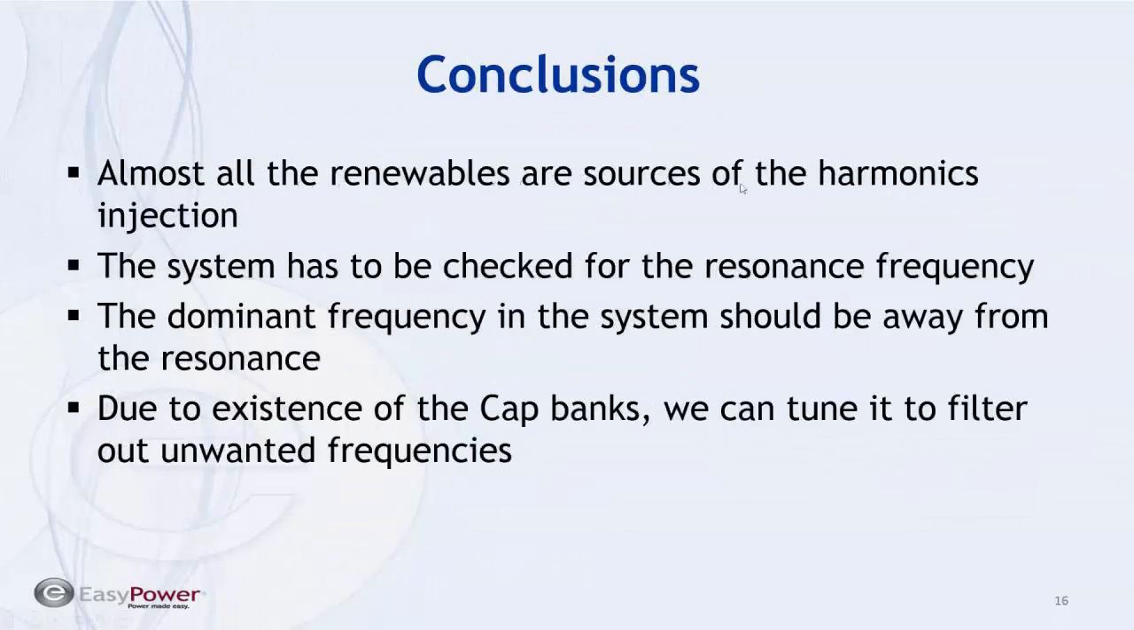Almost all the renewables are sources of harmonic injection. The system has to be checked for the resonance frequency. The dominant frequency in the system should be away from the resonance. Due to the existence of cap banks, we can tune them to filter out unwanted frequencies. So for cases like this one, where you already have a cap bank in your system, you can always tune it in order to get rid of the unwanted frequencies.